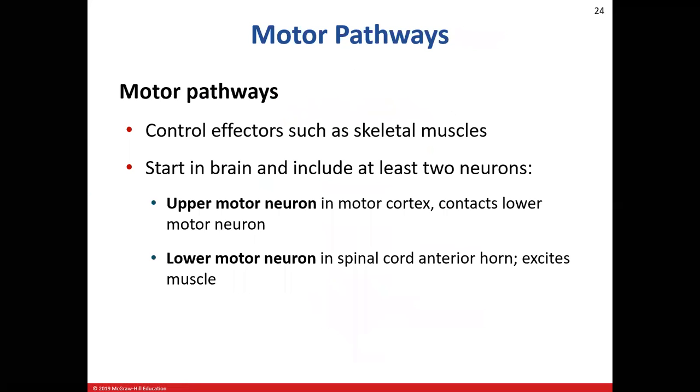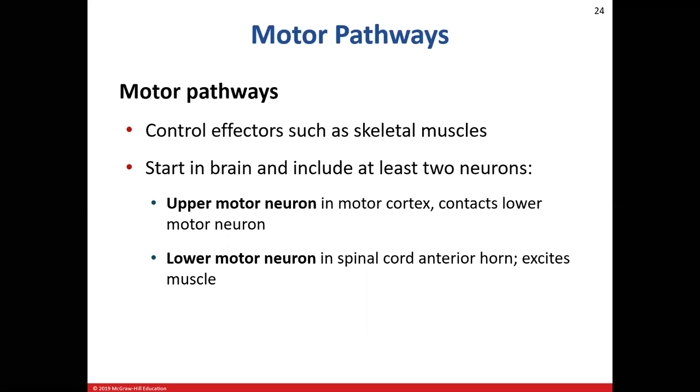So our next pathway then is the motor pathway. And it's going to control the effectors such as our skeletal muscle. This is a 2-neuron chain pathway. So it's going to start in the brain, and it again includes at least 2 neurons. We're really talking about specifically when we get down to the basics of a 2-neuron chain. We have an upper motor neuron and a lower motor neuron.